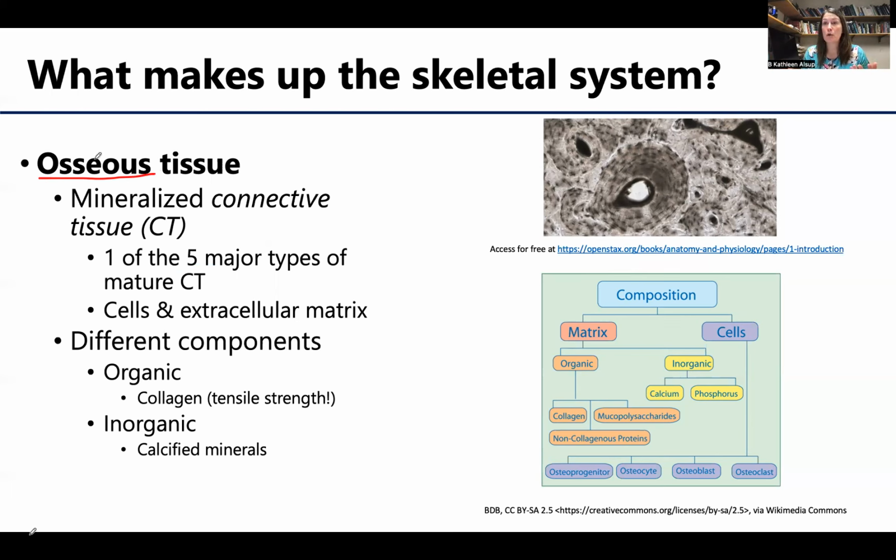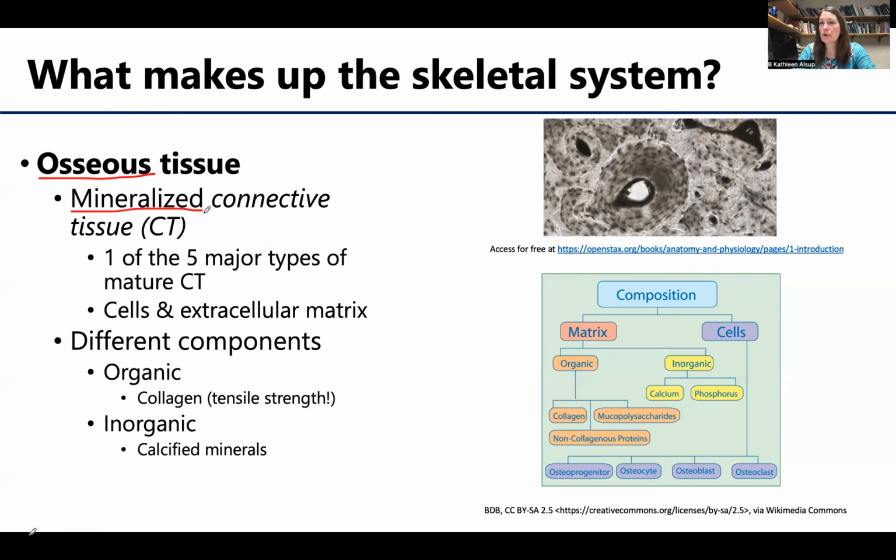It's the major component of bone, and we will spend time reviewing some of the specifics of that composition of the osseous tissue in an upcoming video. But before we move on from that, there are a few foundational things about osseous tissue that I want us to touch on here. And the first is that osseous tissue is a mineralized connective tissue.